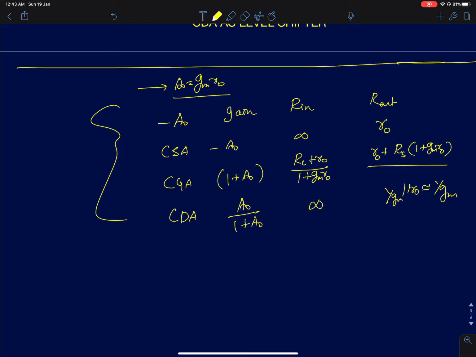So in the next lecture, I'll very quickly discuss the common collector configuration, the BJT counterpart of the common drain configuration, and then probably we'll move on to source degeneration.